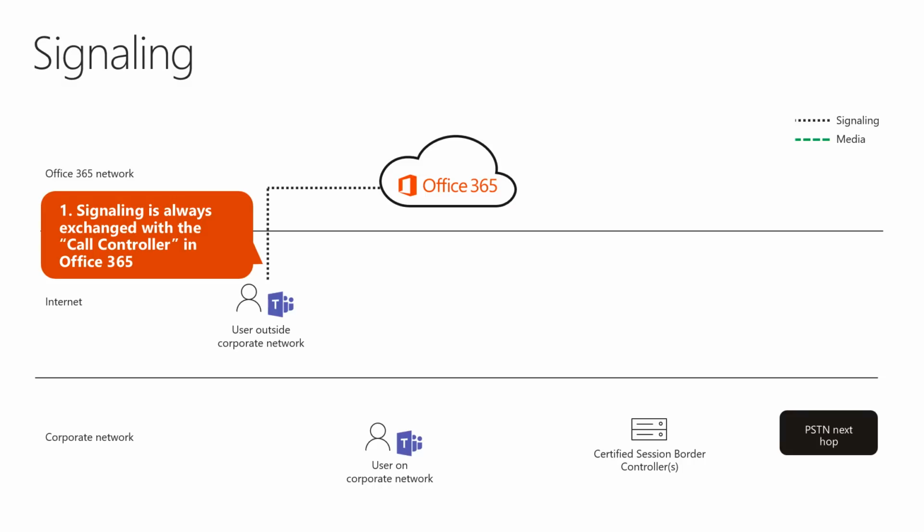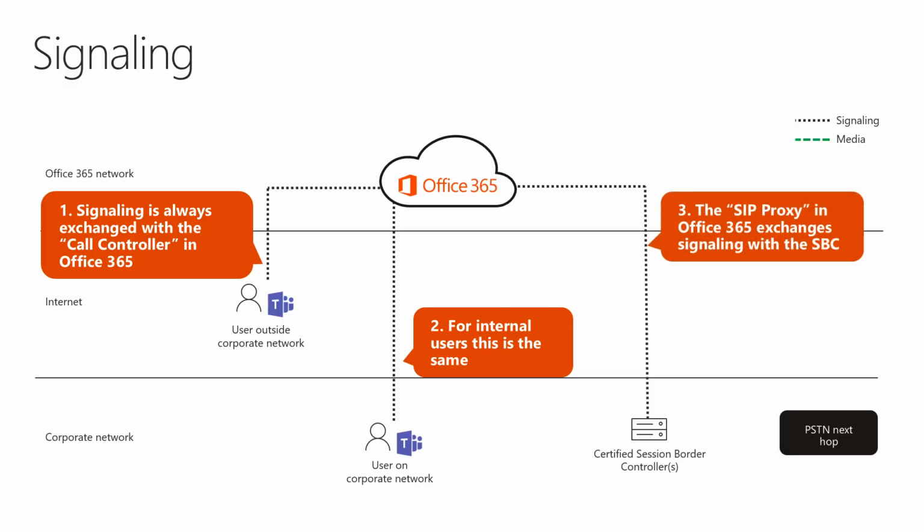So the signaling will always travel to Office 365 to a component called controller, and it doesn't matter if a user is internal or external, the path will always be the same between the user and Office 365. It will also travel between the user and the session border controller.